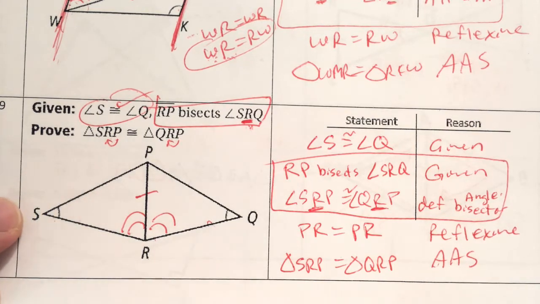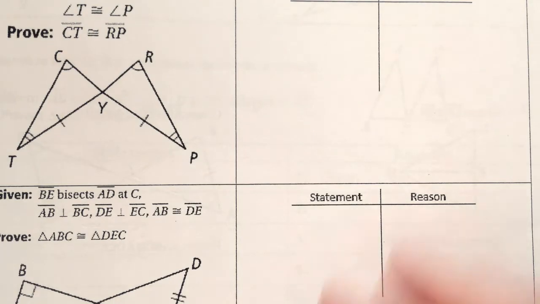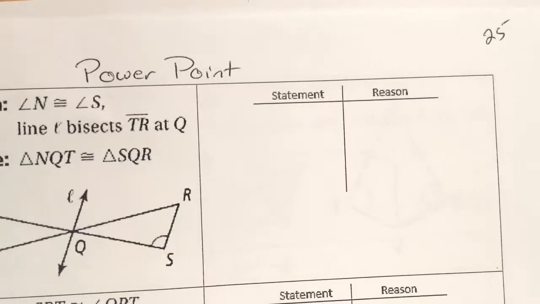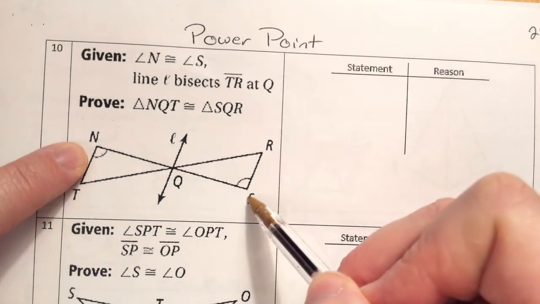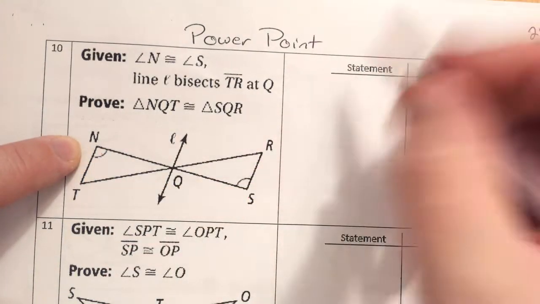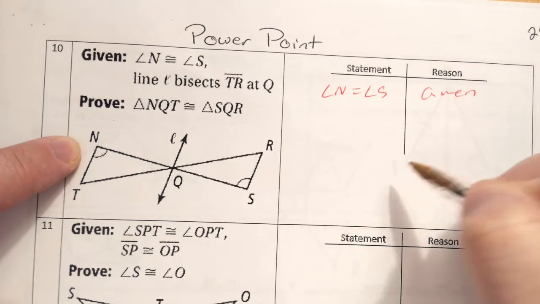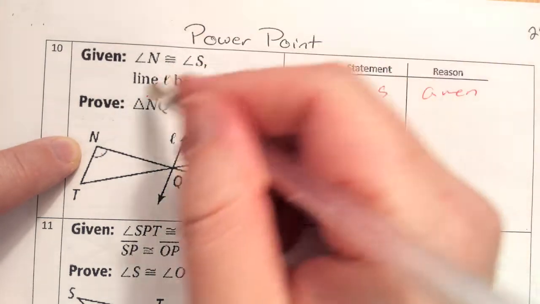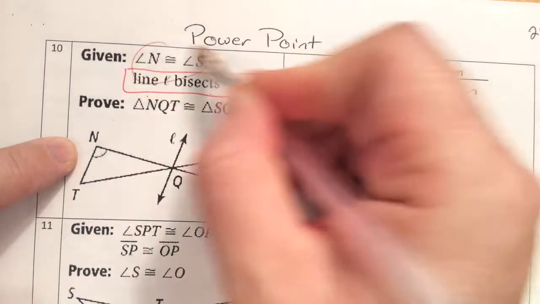All right, let's go to page 25. Moving right along here. Okay, so page 25. We're on number 10. So angle N is equal to angle S because that was given to us, and that's already labeled. Line L bisects TR at Q. So right there, that's a chunk. So we already took care of that.